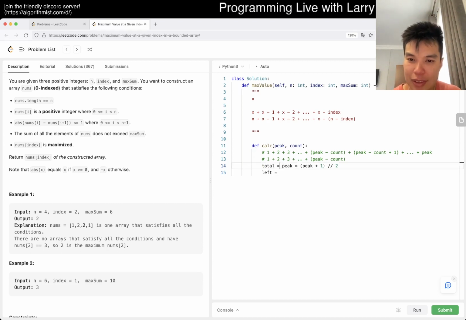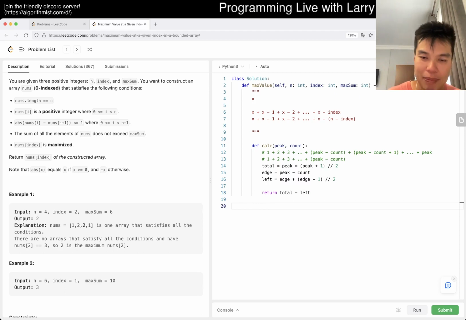Left, let's just say edge is equal to peak minus count, and then we have edge times edge plus 1 over 2. Maybe this is minus 1, I don't know as well. And then we have total minus left, right? And then we don't return it yet, but that's basically one of the things. This is longer than I expected, to be honest. So that's how you calculate it, give or take. Maybe we're off by 1, I don't know.